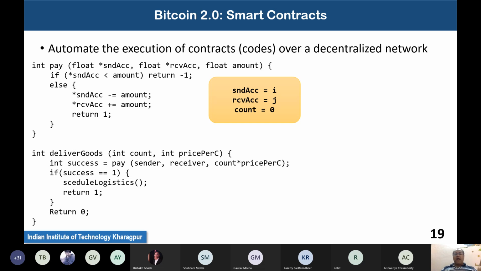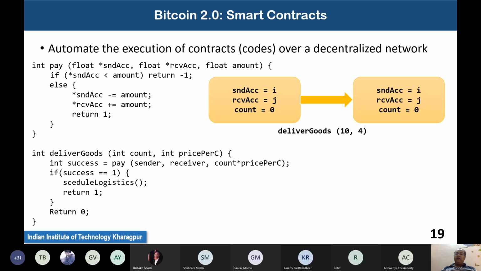We can define the state with the variables sender account, receiver account, and count, where the initial state contains sender account equal to I, receiver account equal to J, and count equal to 0. Then the corresponding function, say deliver goods, is called. Whenever the deliver goods function is called, you check for the amount, or you make a call to the pay function, and the pay function updates the state of this state transition diagram. Now, this piece of code can be executed in a decentralized way.